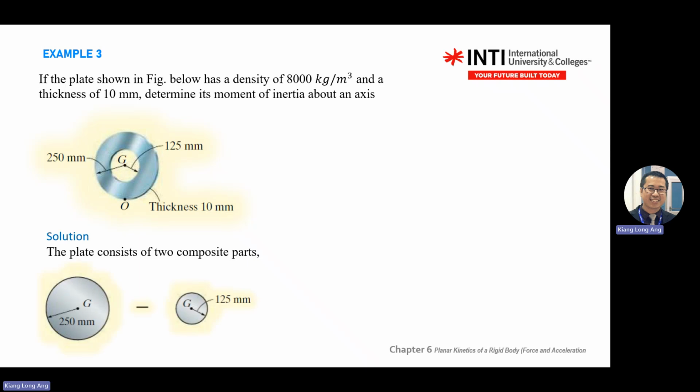Yeah, so it's this one. The rest is just the steps that I showed you just now. Important is you know the approach to solve moment of inertia. Now we talk about composite body. Again, you don't need to worry how to find this one, because this one is already in the table. You just need to read the correct axis.